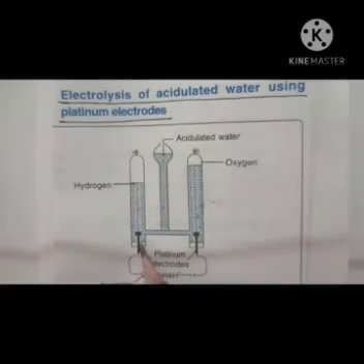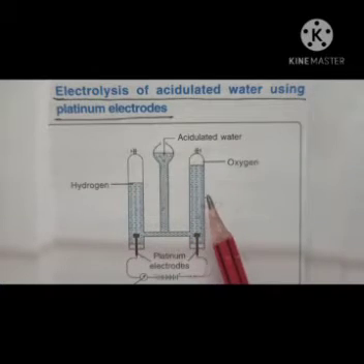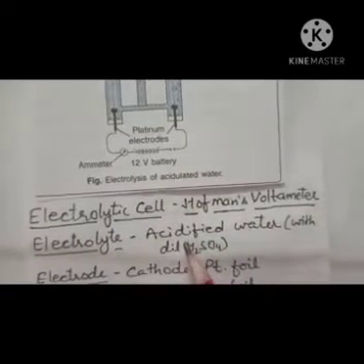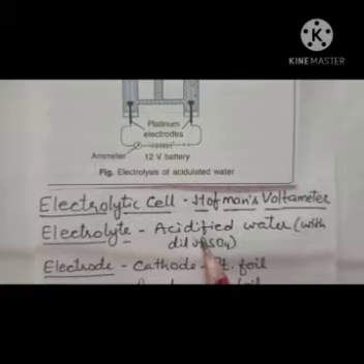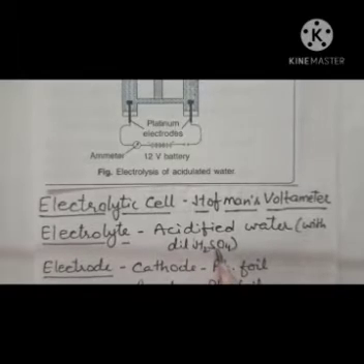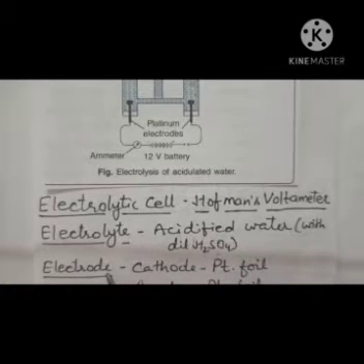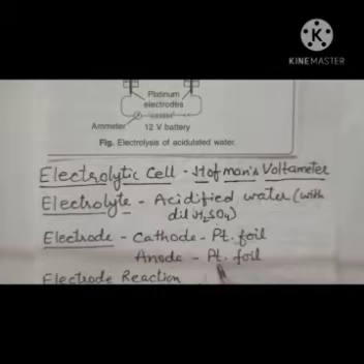And which electrode are you using? Platinum electrode. And what is your electrolyte? That is acidified water. Why are you using acidified water? Because distilled water or pure water is a non-electrolyte. It doesn't conduct electricity. So you add a few drops of dilute sulfuric acid to the water to make it acidified, right? Then next is the electrodes. The cathode is made up of platinum foil, and the anode is also platinum foil.